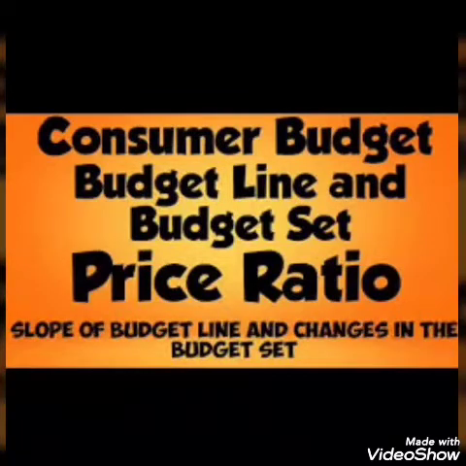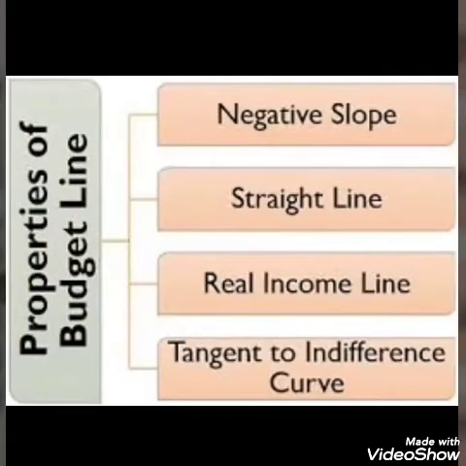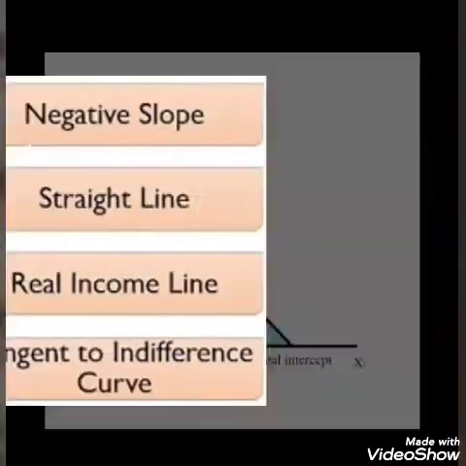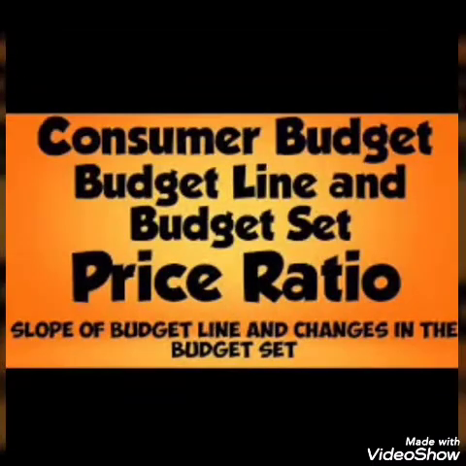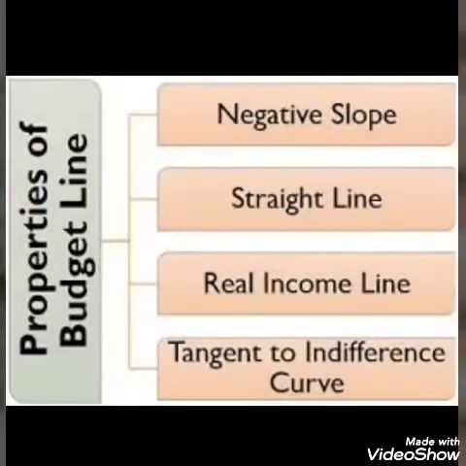So the next thing is consumer budget, or a budget set and budget line. We know that the budget is generally expressed in terms of income and price. Here, budget set refers to the combination of a set of two goods, given the price of the goods and the income of the consumer. The budget set equation is called the budget equation.